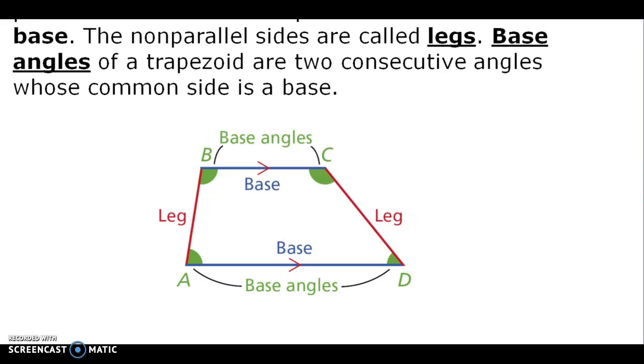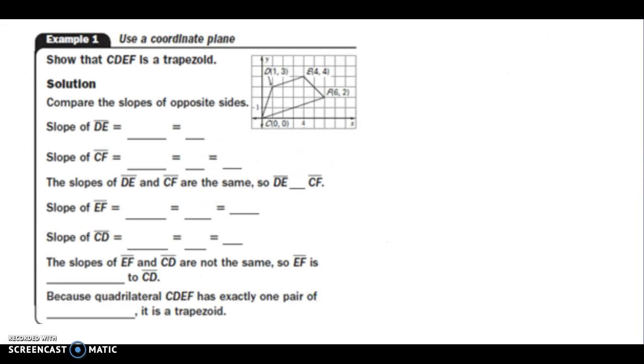Then we also have a special name for the angles. They're base angles, so you have to know those vocabulary words. All the angles are base angles? Yes. Okay. So you have this in your notes. We're looking at if it's a trapezoid or not.